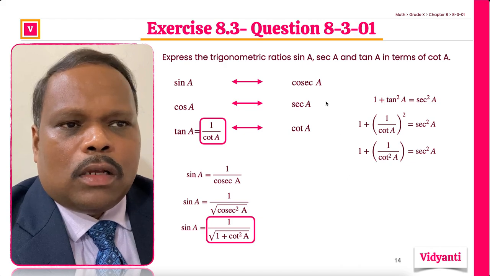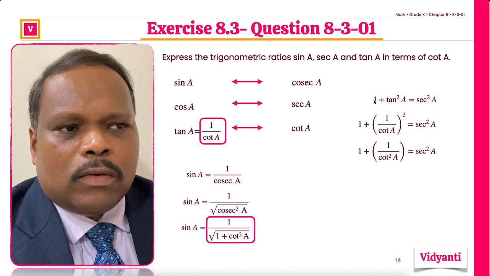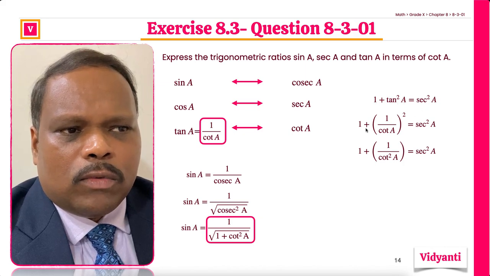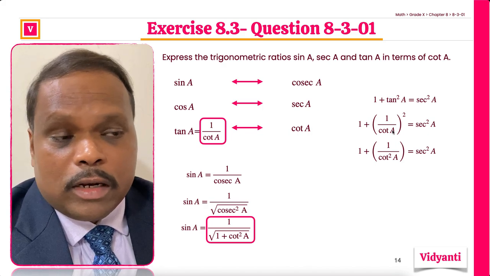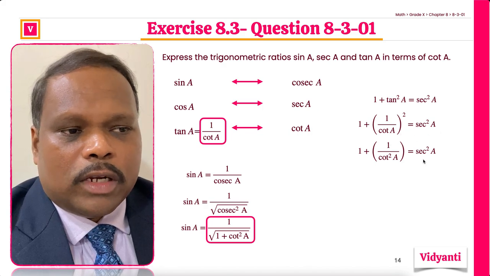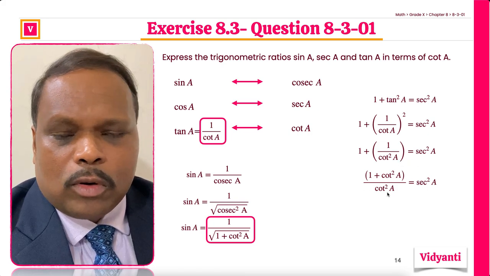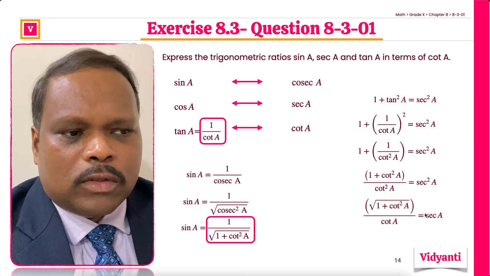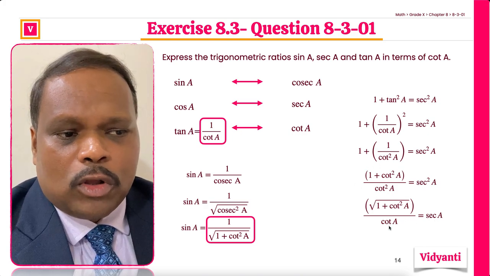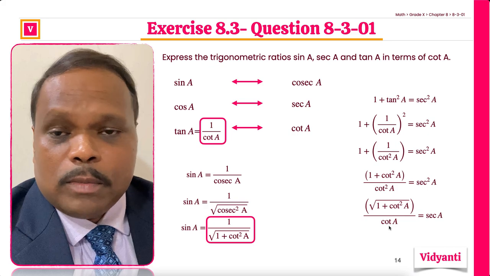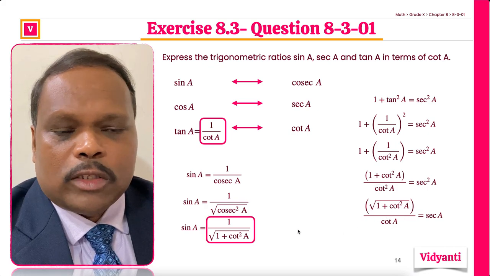Now, the last one is sec A. 1 plus tan square is equal to sec square A, so 1 plus 1 upon cot square. Remember, this tan square A can be written as 1 over cot, whole bracket square A, and that means you can manipulate this thing. 1 plus cot square A upon cot square A is equal to sec square A. So that means sec A is square root of everything. Now square root of denominator will become simply cot A, and square root of numerator will be under root 1 plus cot square A.